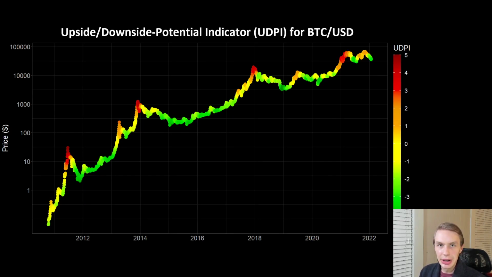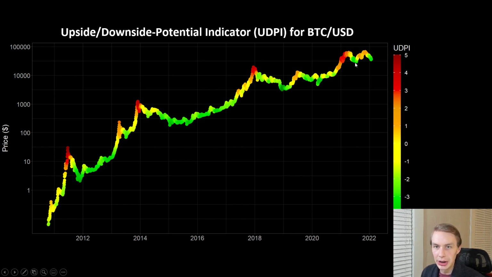Okay, so let's get into these analyses I was mentioning. What I'm showing you here is the upside downside potential indicator for Bitcoin, and I'm showing you here the output when the model is allowed to have full knowledge of Bitcoin's price history, right? So this is Bitcoin's entire price history that I'm showing you here, just color-coded based on the UDPI. And these UDPI levels that it's calculating at each different day, each dot here being a day, this is all based on it having full knowledge of the asset's price history.